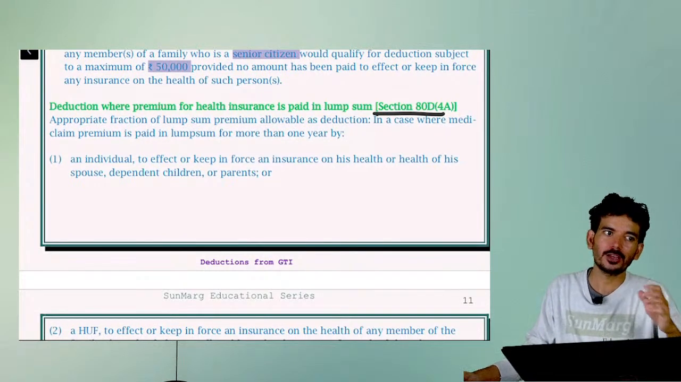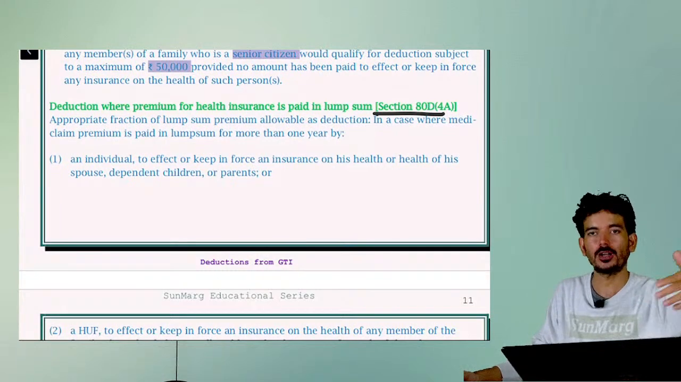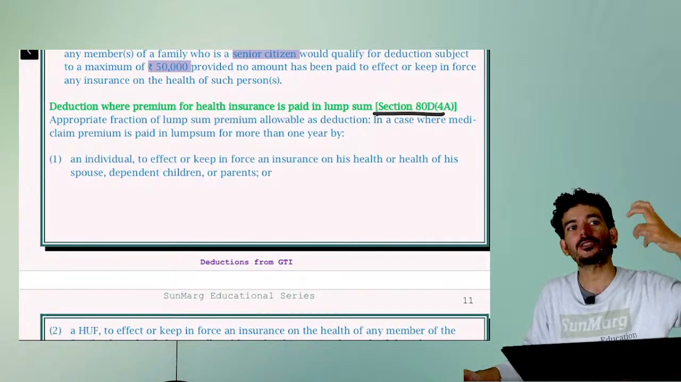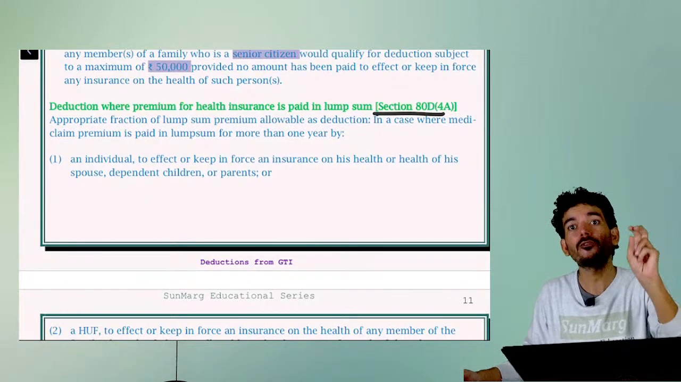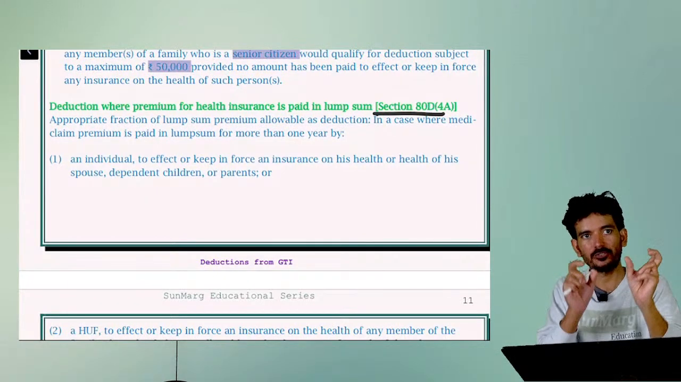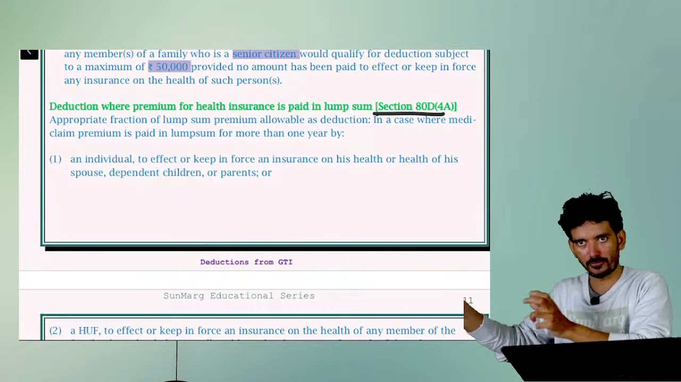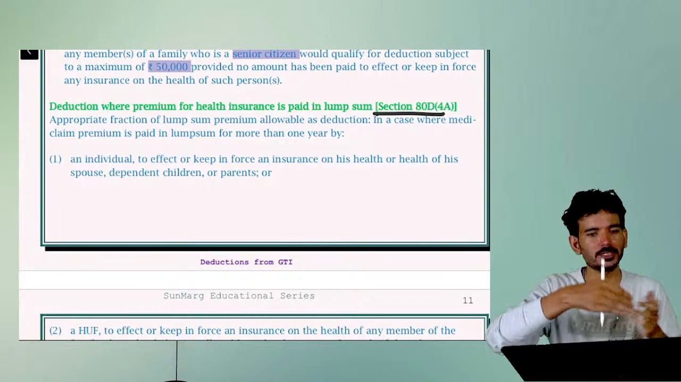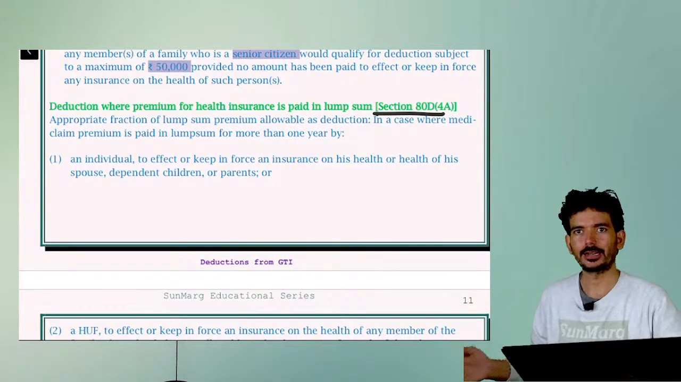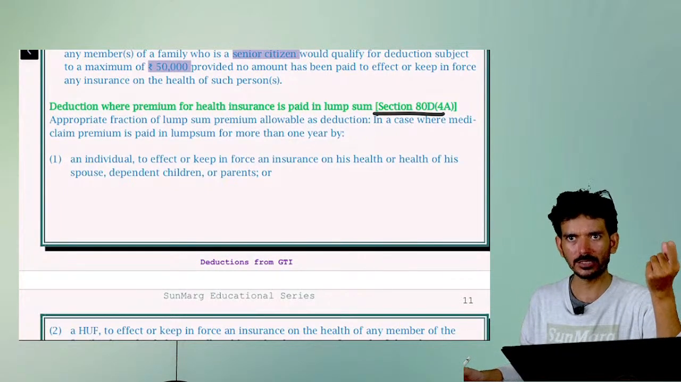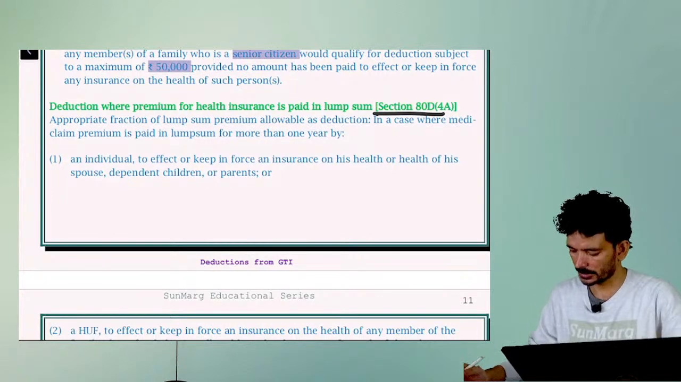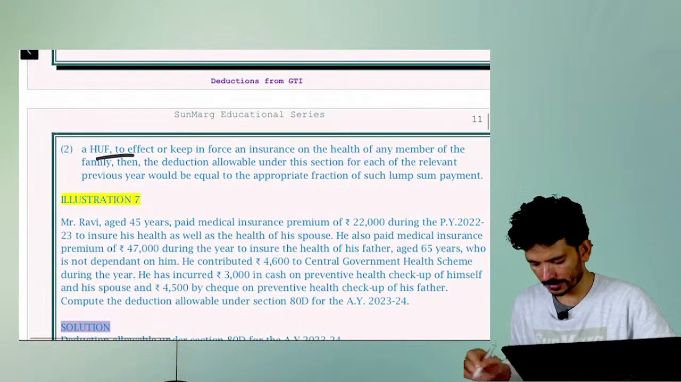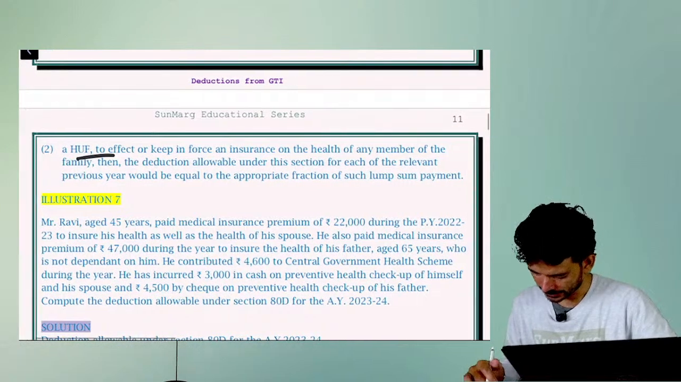So should everything be allowed once, or should it be apportioned? The answer is it should be apportioned over the period for which the policy is in force. You have to see for which financial year it is in force. You have to divide by 10, if it is for 10 years, and accordingly you will be claiming the deduction. Even though you make the payment once, you can take it in subsequent years also, for any member of the HUF.